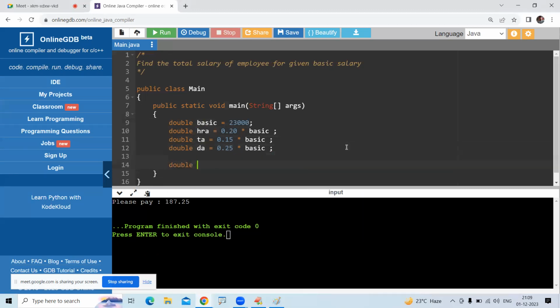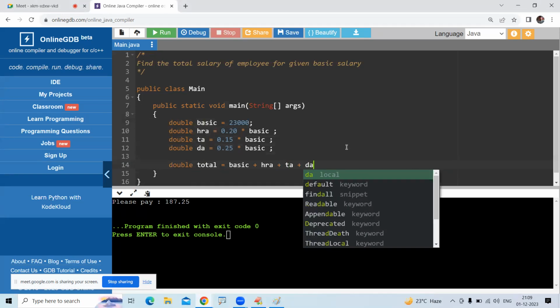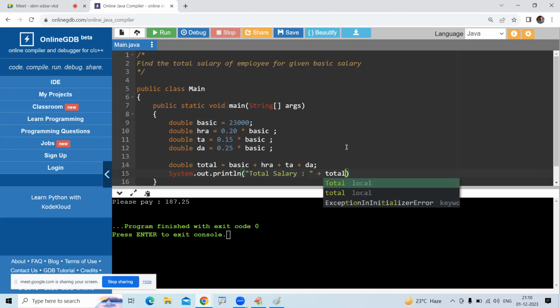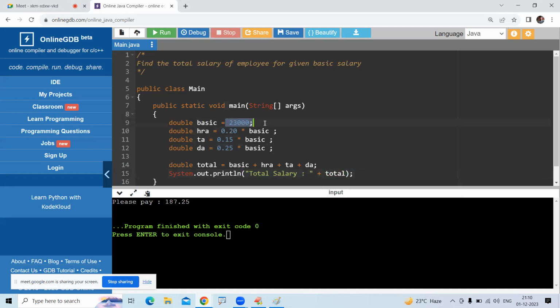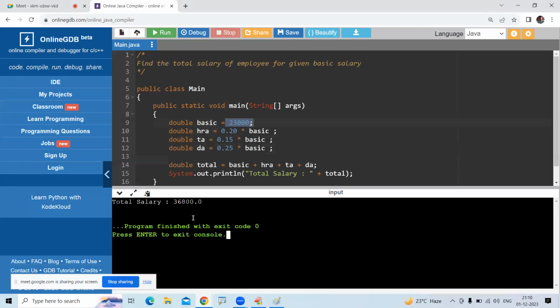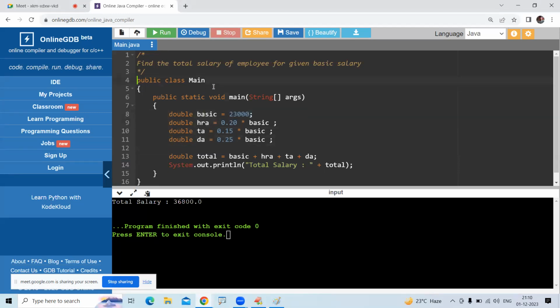Total salary: for the basic salary, we are adding HRA, adding TA, DA. Any taxes we can deduct, minus. This is a simple one. Here we are printing the total salary. For 23,000 basic salary with all add-ons, the total salary the employee got is 36,800 rupees. This is the simple way of calculating the total salary.